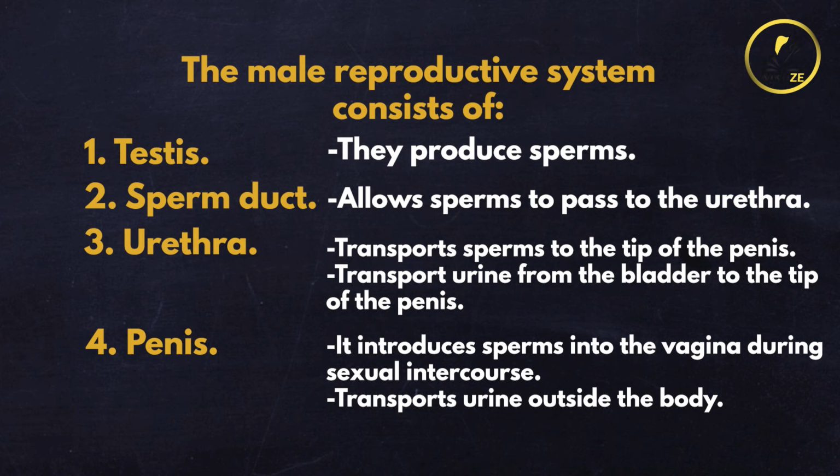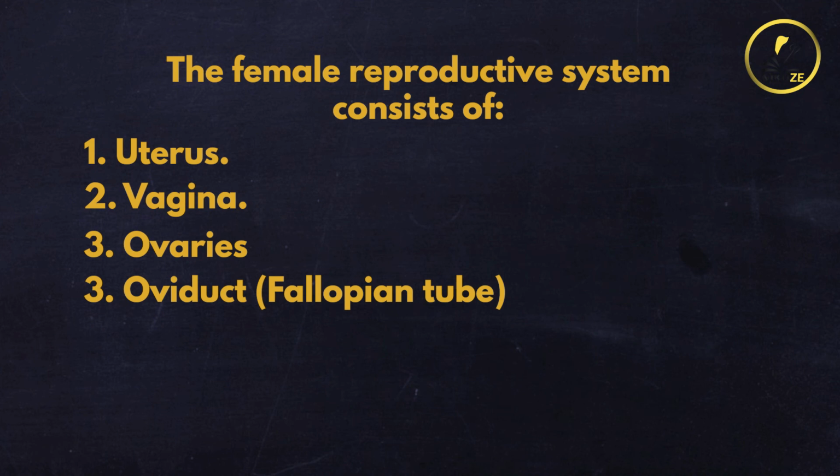Remember, urine is the waste product which is given out through the kidney. From there, we've also seen the penis, which introduces sperms into the vagina during sexual intercourse. Other than that, it also facilitates the passage of urine out of the body. Then we've also had a look at the female reproductive system, which consists of the ovaries, the oviduct, which is also known as the fallopian tube, and the uterus and the vagina. Those are some of the parts that make up the female reproductive system.